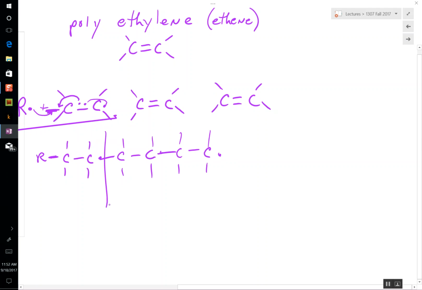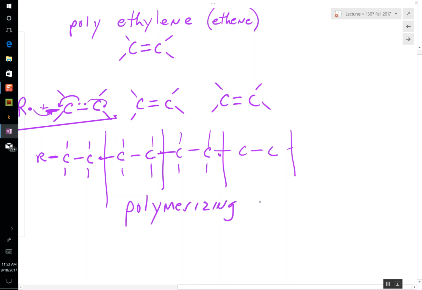Okay, so there's one ethene, there's 2 ethenes. You now have three ethenes, 4 ethenes, and it's just going like this, very, very rapidly. It produces a lot of heat. It goes fast, and you are polymerizing ethene and getting polyethylene.